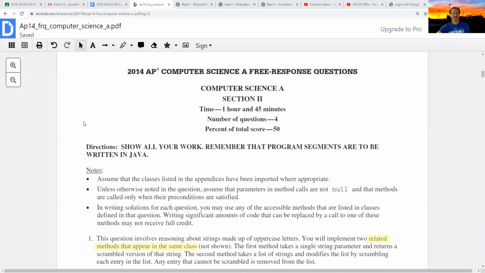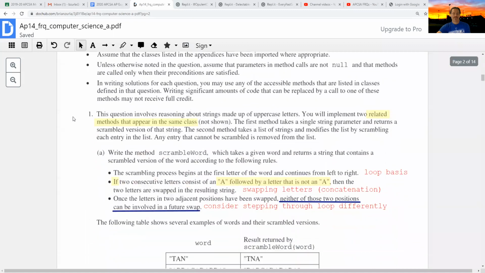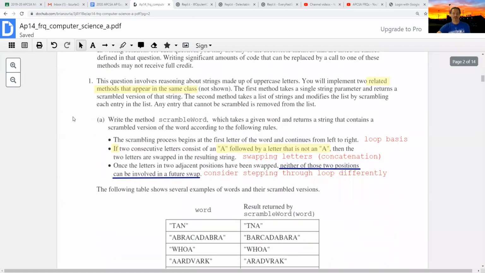All right, we're looking at a problem from 2014, the first one. This is kind of a rare question where I'd say the part A is quite a bit more challenging than the part B. So in part A, you have to scramble a word according to some rules that they have here. The scrambling process goes across the word from left to right, so it sounds like a typical loop that traverses a string.